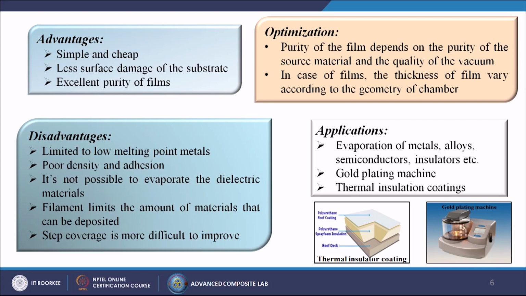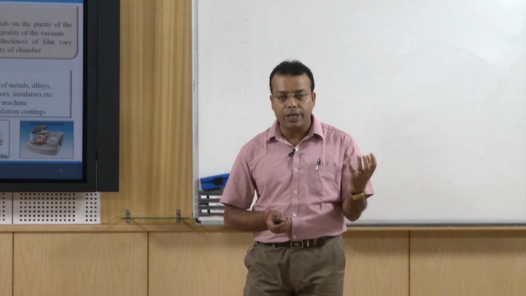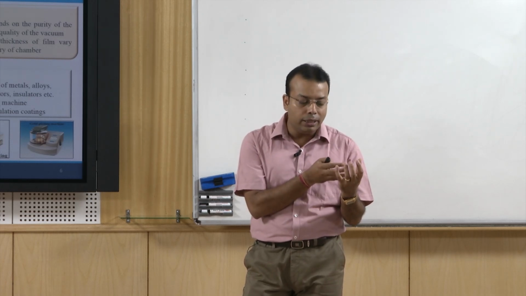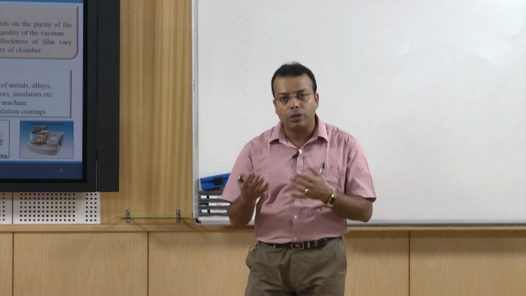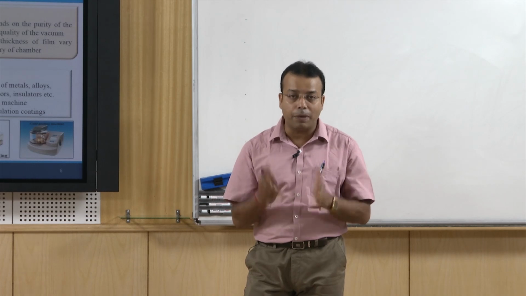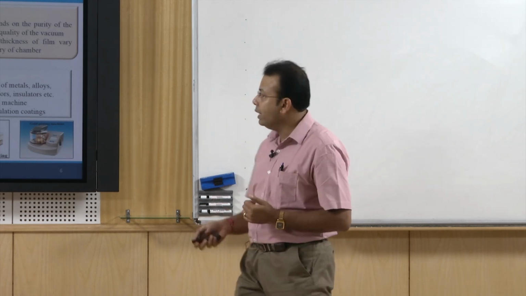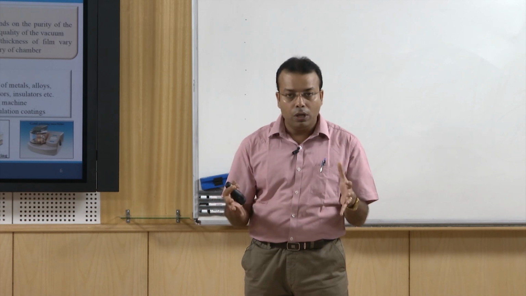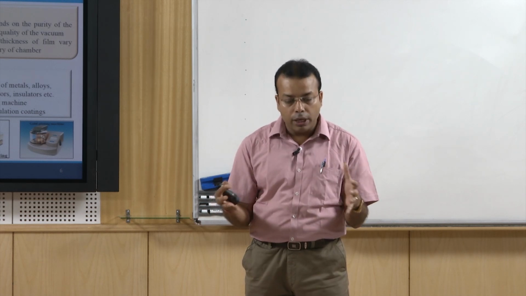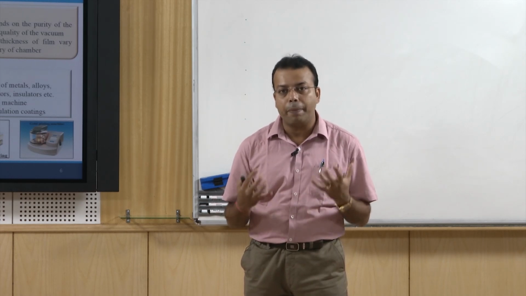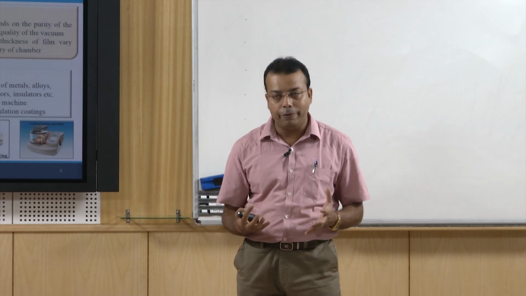Whatever source or precursor materials we take, the result depends upon their purity. If that material itself is impure, then some impurity also comes into the vapor form and will deposit onto the substrate. So, we will not get the exact properties that we want. Then, in the case of films, the thickness varies according to the geometry of the chamber, because it depends upon the vacuum. If the sample size is larger, then the chamber size will be larger accordingly, because we need a certain constant vacuum for doing this kind of modification.